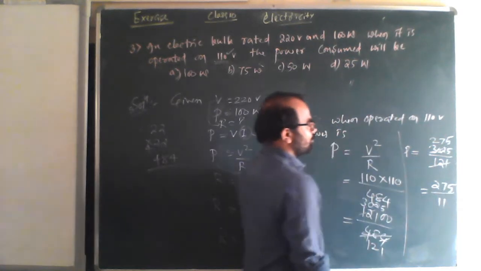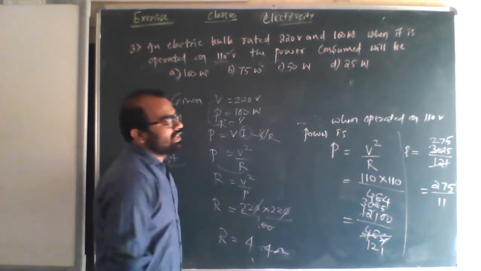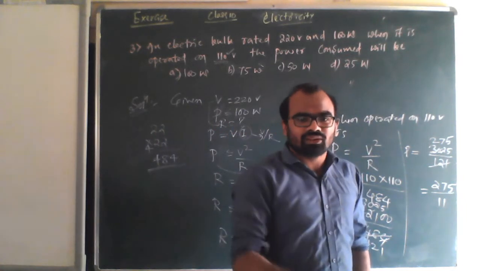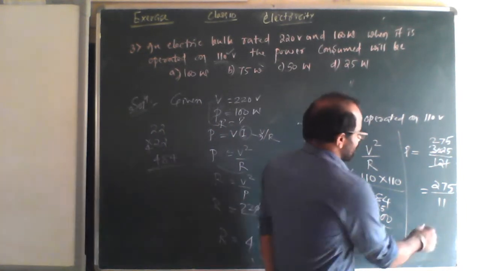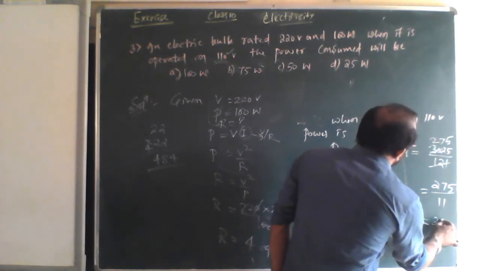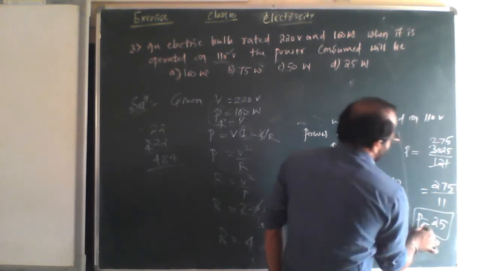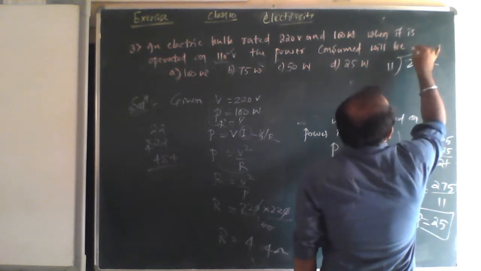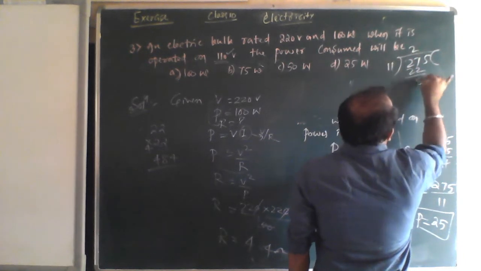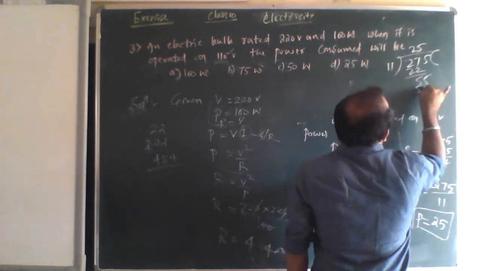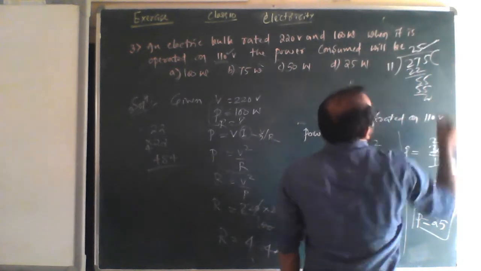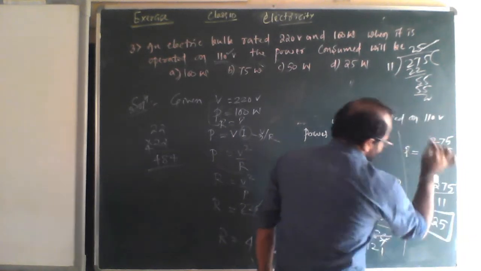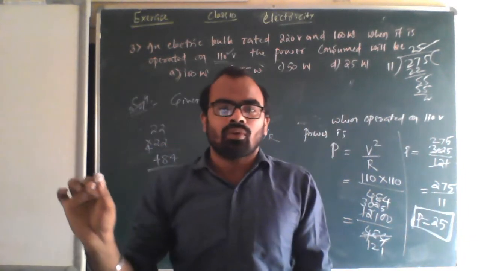275 and 11. So now 11 and 275. 25 11s are 275. 25 10s are 250. 25 11s are 275. That means answer is 25. P is equal to 25. I hope you understood how. 11 divided by 275. 11 2s are 22. 5 55. 11 5s are 55. So the answer is 55. Sorry, 25. So P is equal to 25 watts.